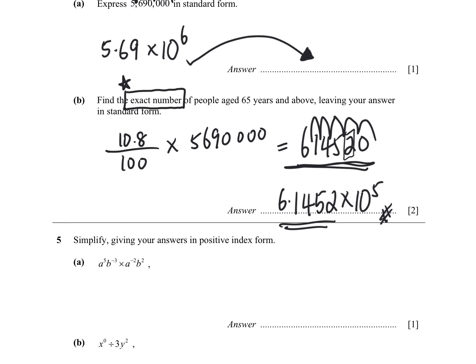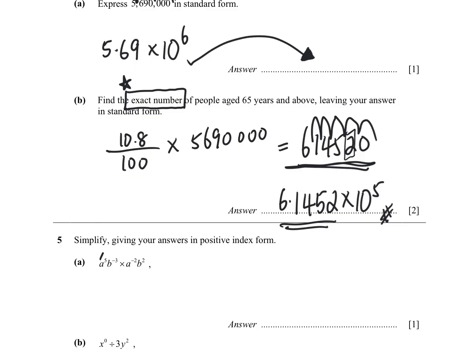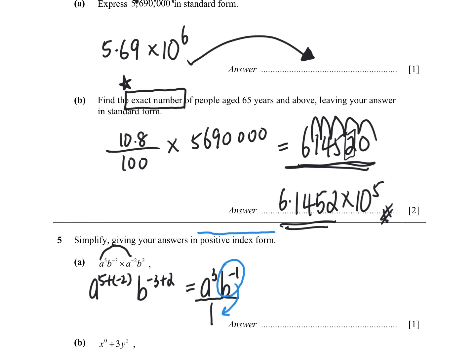Okay, this one. When it's multiply, we add the power. So when it's multiply, we add the power. You get a cubed b minus 1. So this b, because it's negative power, you need to bring it down to make it positive power. Because questions say want all the power to be positive. So you need to give me a cubed over b.